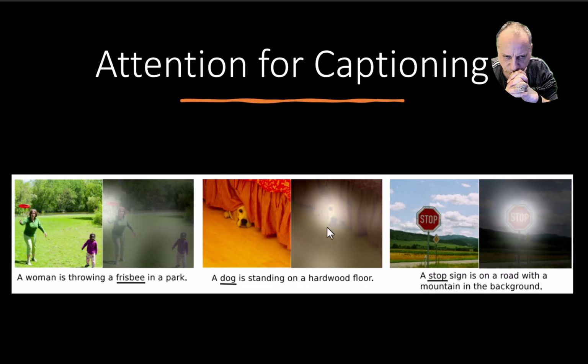So this is an example for captioning. An attention mechanism is incorporated in this classifier for captioning. When it's coming up with the word "frisbee," you can look at the attention model and it actually is on the frisbee. Or when the word is "dog," it's here, or the stop sign here. And if you underline "background," then this would be very bright.